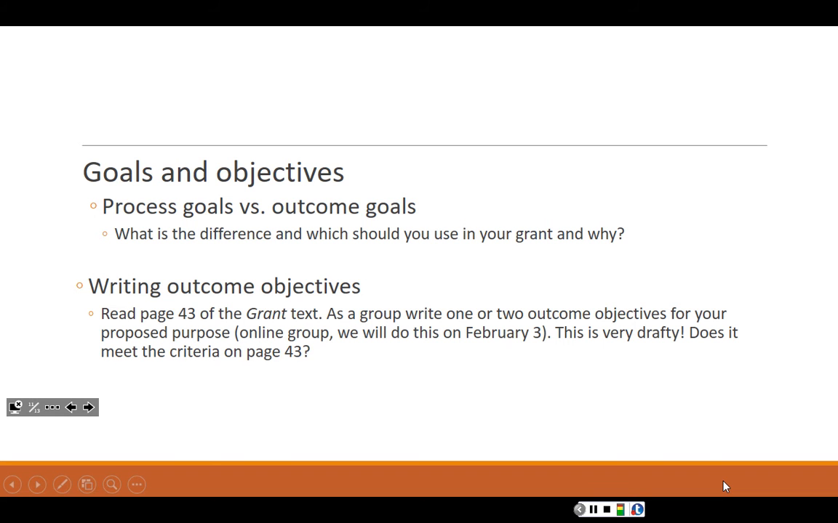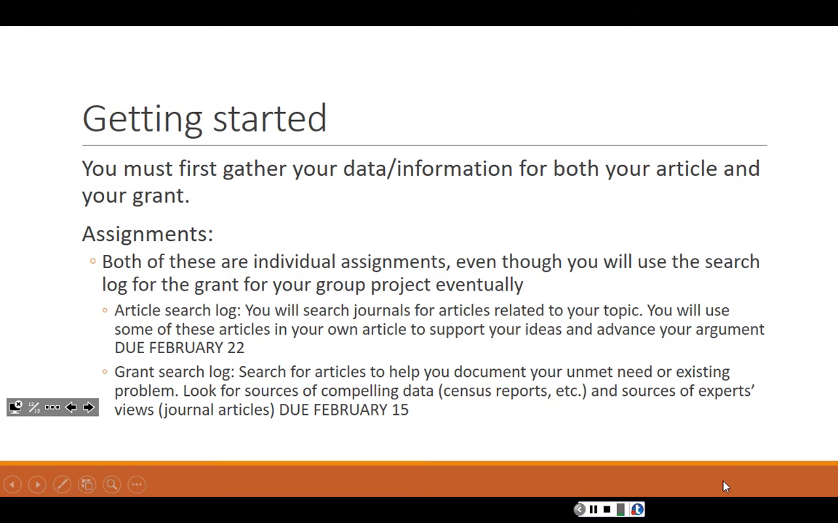And often your feedback is, that's a process goal. That's not an outcome. When you start writing your grant, you're going to get together all your data and information for first your article and then your grant. That's where these logs come in. You have to have your information first. So when we're looking at this, and I think we're going to change this, your article search log, the one we talked about first, is due February 22nd. So you've got some time to do that.